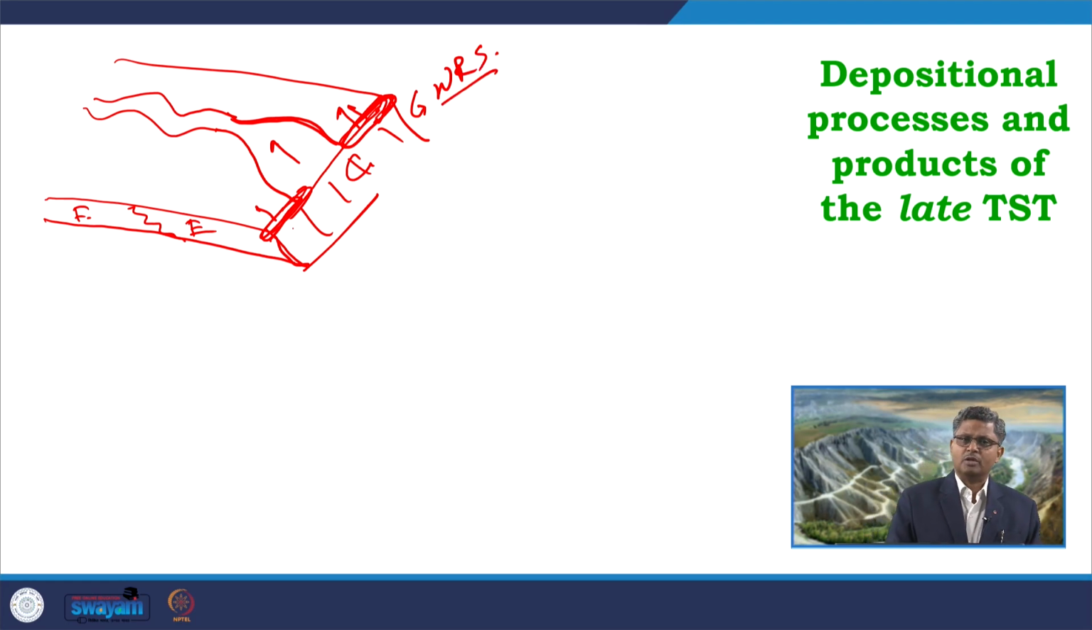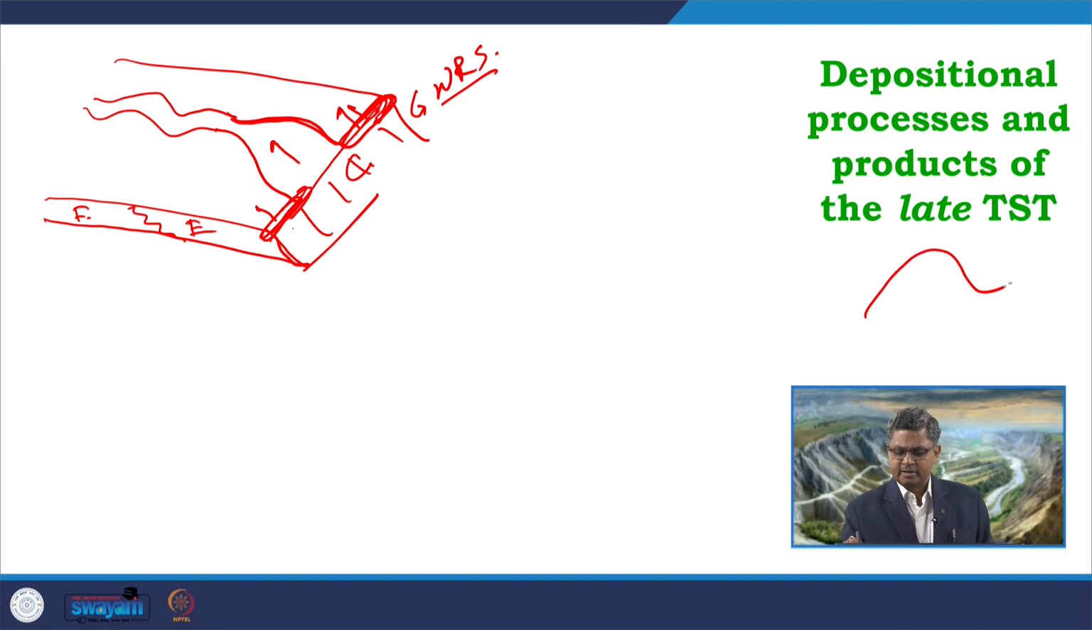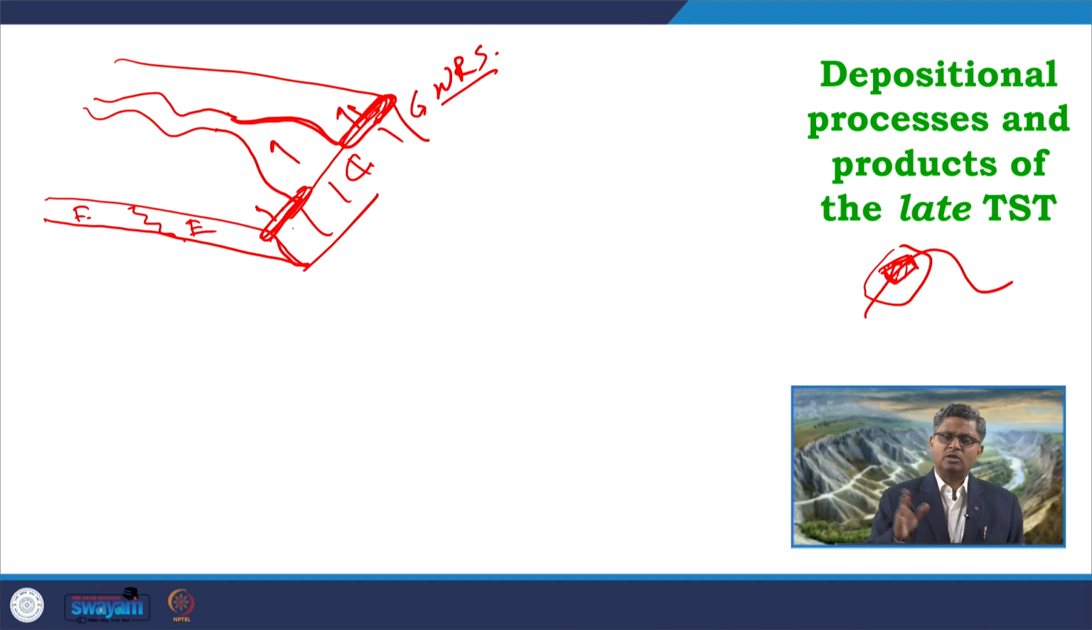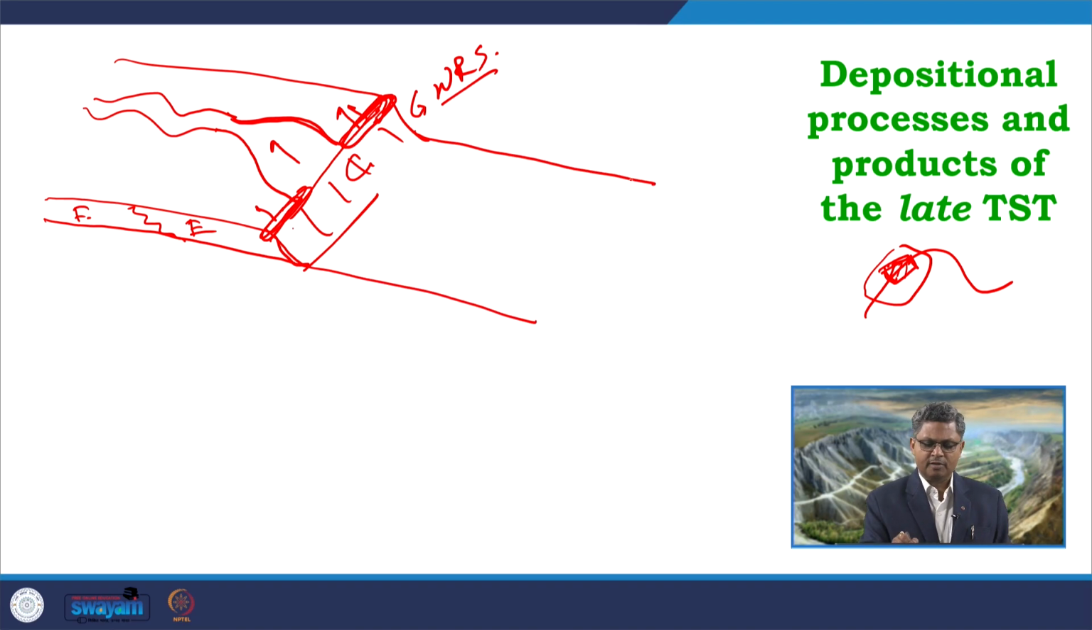But now, since it is the late phase of TST, we are looking at this part of the curve now, the late phase of the TST. If this is the entire TST, within that we are looking at this part now. So, now the shoreline has retreated back significantly, and this has led to opening up of abandonment of the self area.